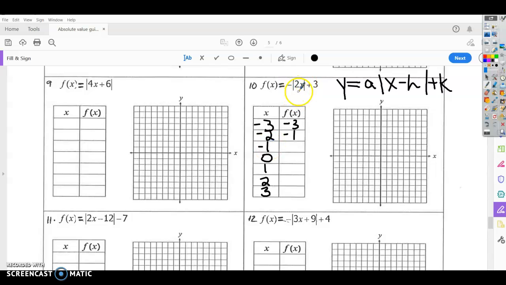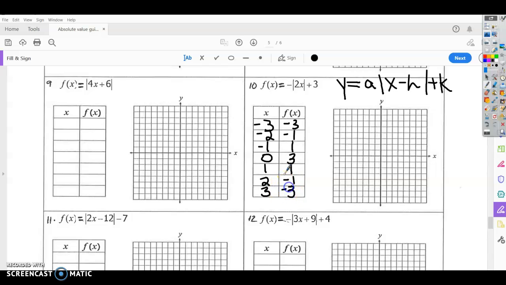Negative 1 times 2 is negative 2. This becomes plus 2. Negative 2 plus 3 is 1. 0 times anything is 0, plus 3 is 3. And then 1 times 2 is 2. 2 times negative 1, negative 2 plus 3. And then 2 times 2 is 4. 4 times negative 1, negative 4 plus 3. And then 3 times 2 is 6. Times negative 1 becomes negative 6 plus 3.